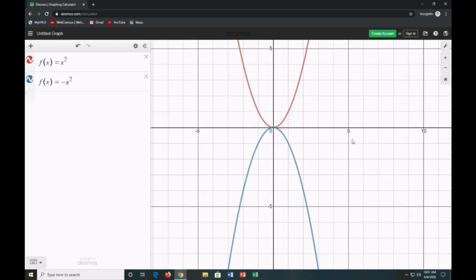Notice how it flipped. It flipped the original function shown in red across the x-axis. Okay. So let's switch to another example.